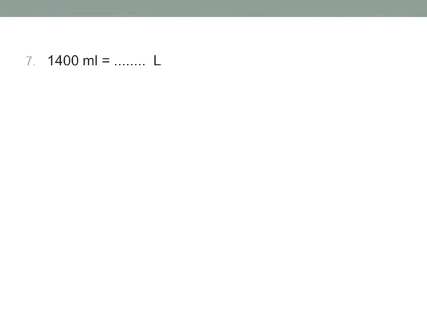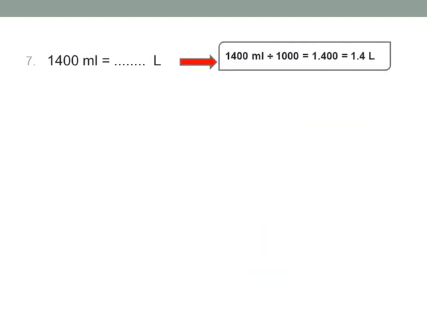Number 7, 1400 milliliters equal how many liters? In this question, we are converting from the small unit milliliter to the big unit liter. And here we should divide the number 1400 by 1000, because 1 liter equals 1000 milliliters. We are going from the small unit to the big unit, so we divide the number by 1000. But here we have only 2 zeros. We can't cross 2 zeros with 3 zeros. That means if we divide by 1000, in this case we will put a decimal point. As we see here, 1400 milliliters divided by 1000, we put the decimal point before 3 digits. 1.400. That means the answer will be 1.4.